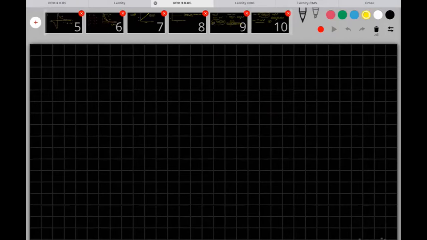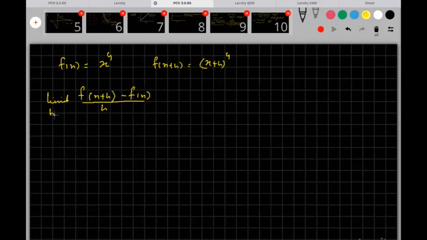I'll do one more question for you. Say f of x is equal to x power 4. Then can I say f of x plus h is equal to x plus h power 4? Then f of x is this much. So I want to do f of x plus h minus f of x by h, limit h tending to 0. So this will become x plus h whole power 4 minus x power 4, by h, limit h tending to 0.